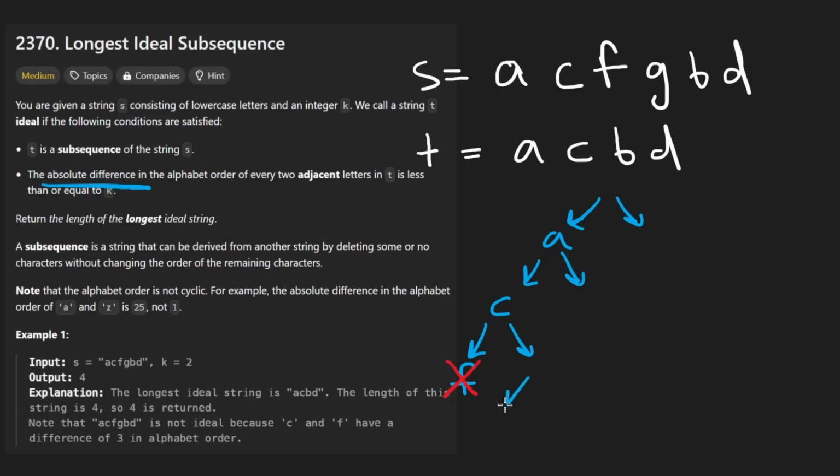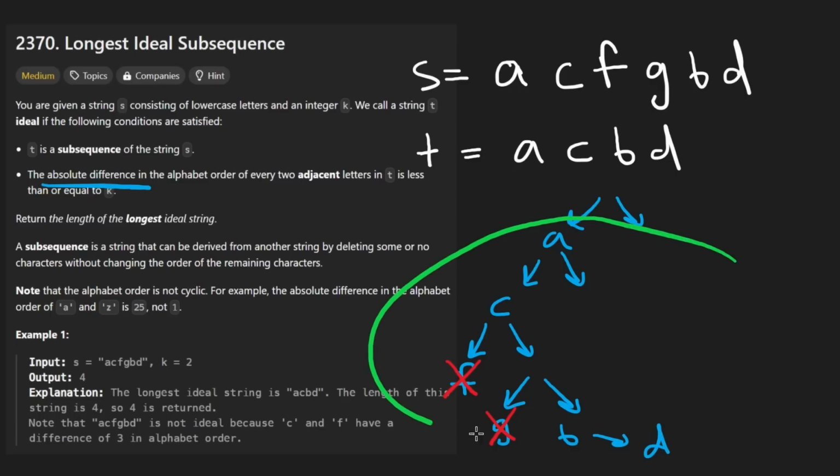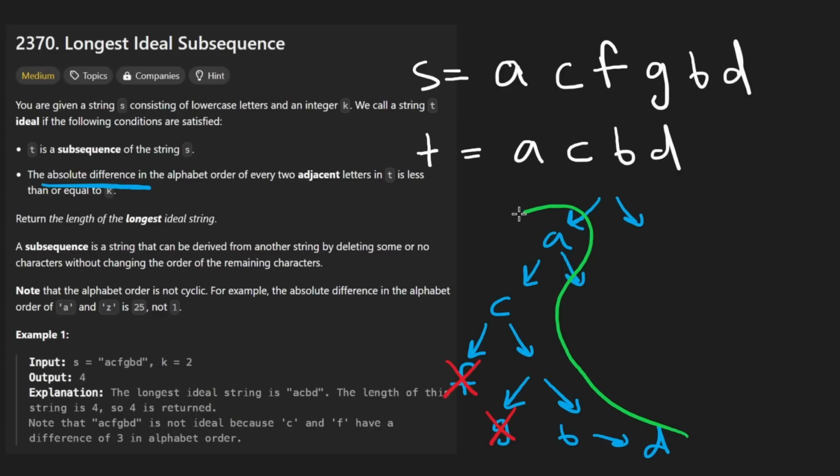Again, we make the choice. Do we choose G or do we skip G? And again, the difference between G and C is going to be greater than 2, therefore we skip it. Eventually, though, I won't draw out the entire tree. We're going to get to B, and then we're going to get to D. And so we're going to find that the longest path we were able to create in this entire tree was looking like this.